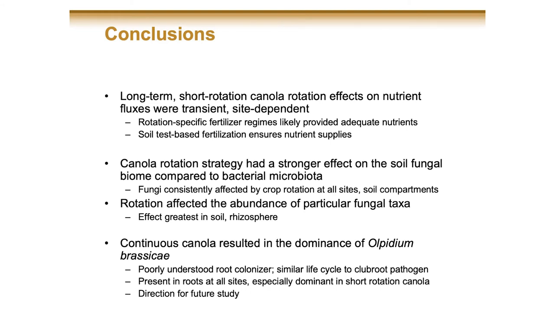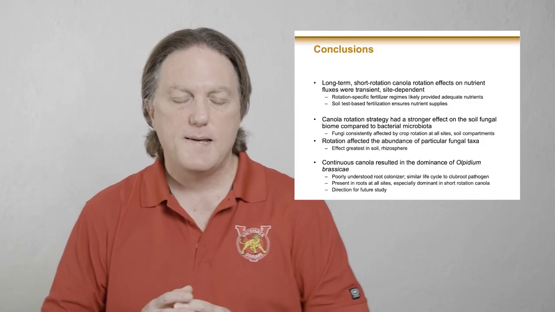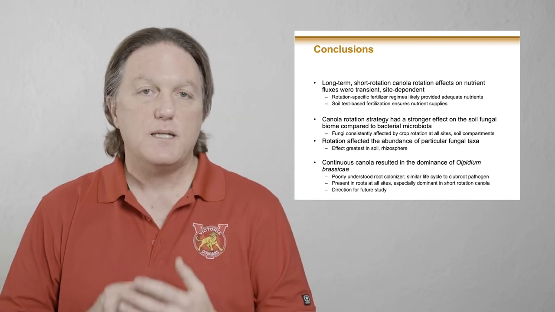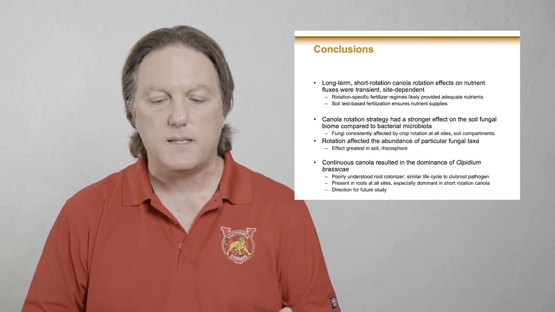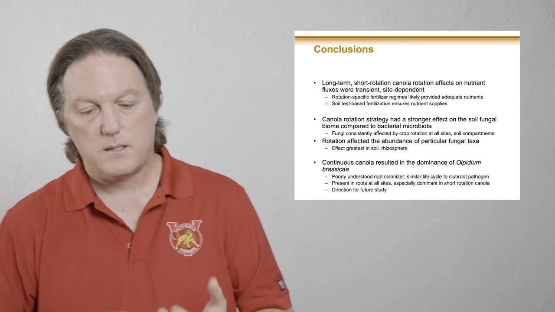Secondly, the canola rotation strategy had a stronger effect on the soil fungal biome compared to the bacterial microbiota. So we consistently saw effects on the fungal microbiome compared to the bacterial microbiome across all sites and at all compartments. As I showed you very briefly in a couple of examples, rotation did affect the abundance of particular fungal taxa, and that effect was greatest in the bulk soil and in the rhizosphere, more so than in the roots themselves.